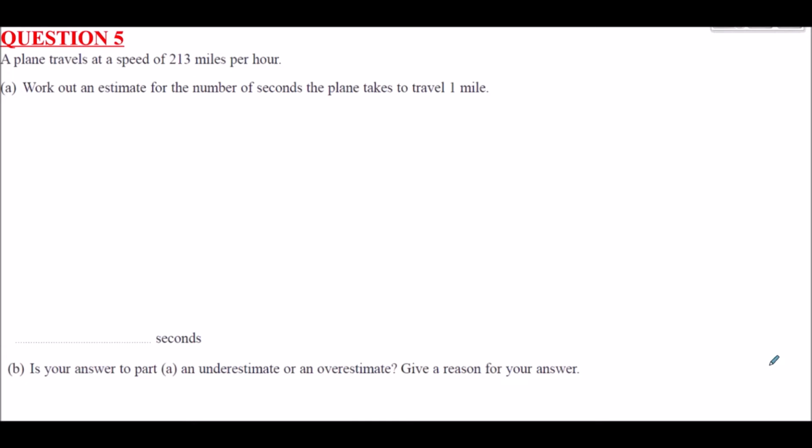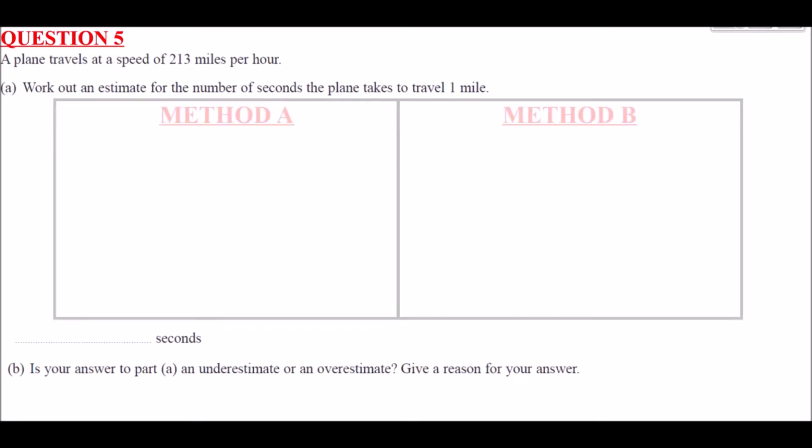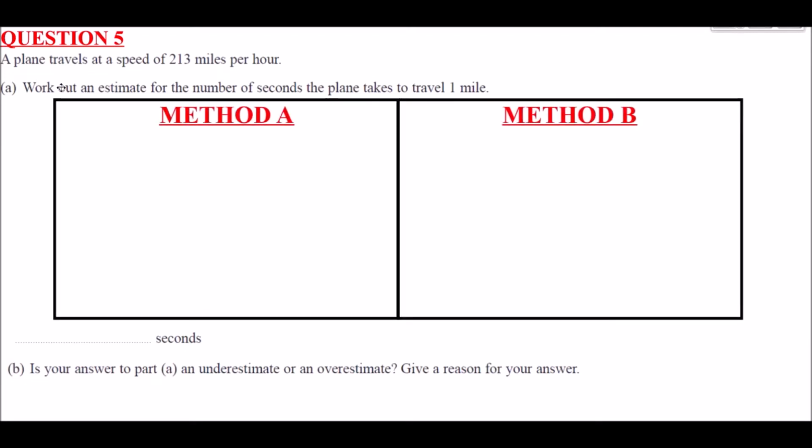Question 5, we have an estimation question. A plane travels at 213 miles per hour. Work out an estimate for the number of seconds it takes to travel 1 mile. First of all, I'm going to mention there are 2 main ways we could do this: method A and method B.